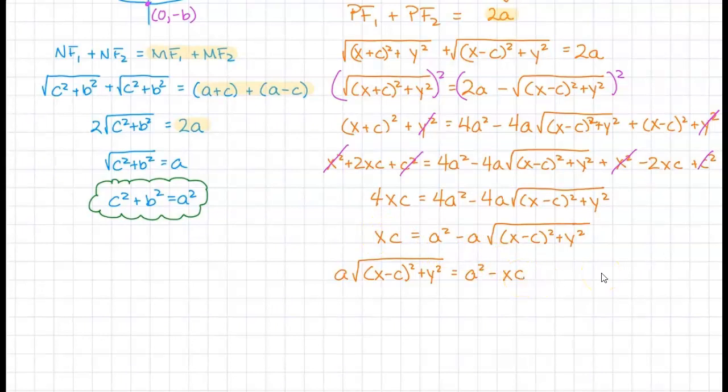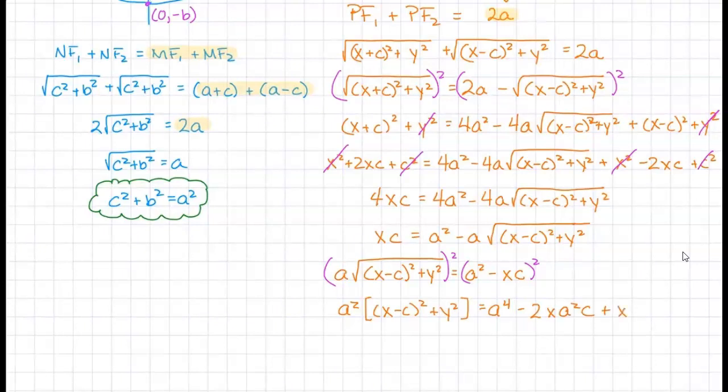But now I can square both sides, and that will remove the radical. So I have a squared, and then I square the radical, and that's all gone. So I have x minus c squared plus y squared. But remember, the a was being multiplied by the entire radical, so the a squared has to be multiplied by the entire radicand, the thing inside. And then over here I have to square this. So that's going to equal a to the fourth minus 2x a squared c plus x squared c squared.